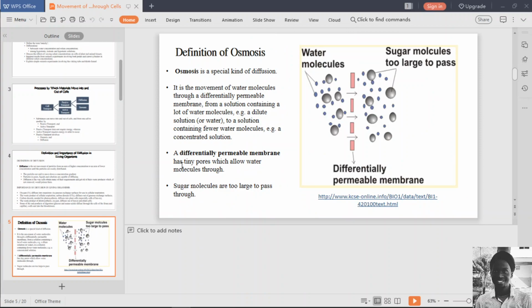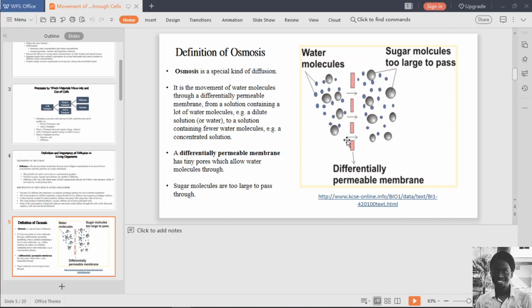Now, osmosis is a special kind of diffusion. It is the movement of water molecules through a differentially permeable membrane from a solution containing a lot of water molecules, for example a dilute solution or water itself, to a solution containing fewer water molecules, for example a concentrated solution. A differentially permeable membrane has tiny holes which allow water molecules through. Sugar molecules would be too large to pass through the pores in the membrane.